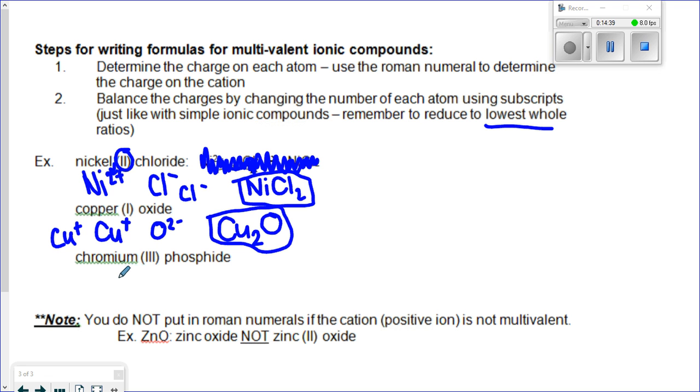So chromium. Chromium is Cr, telling us it has a 3 positive charge. This is phosphorus. Phosphorus forms a 3 minus. 3 positive, 3 minus, so it balances with a 1-to-1 ratio. So it's just CrP.